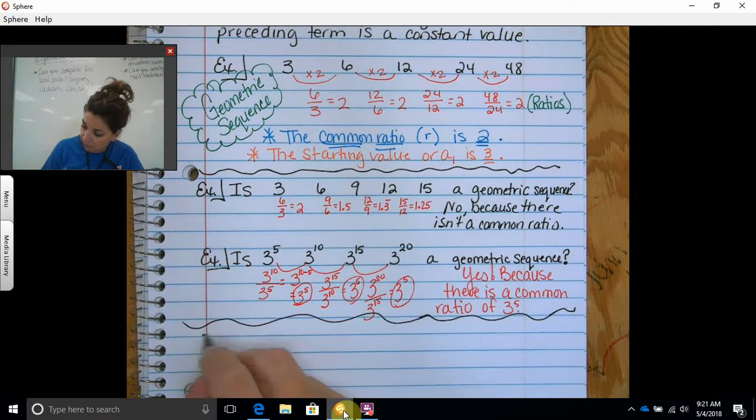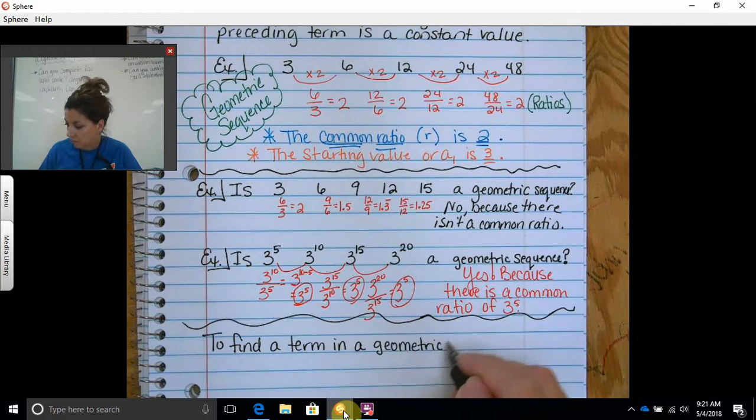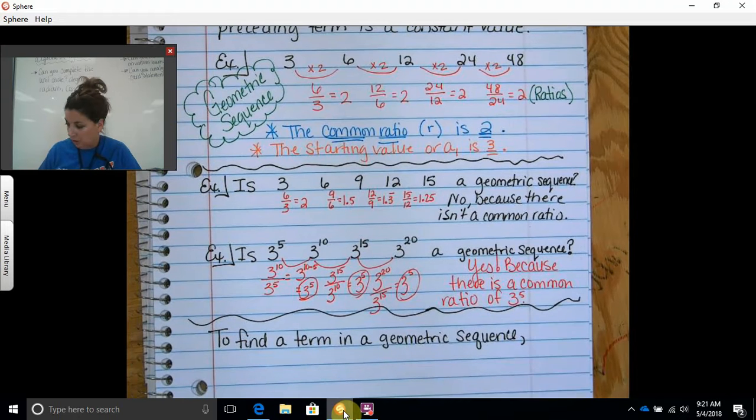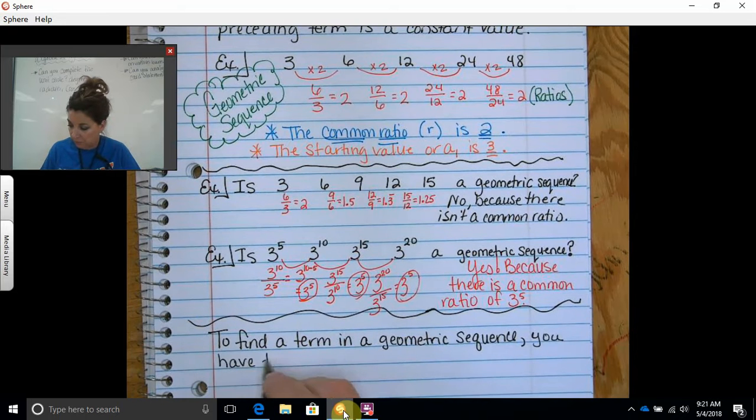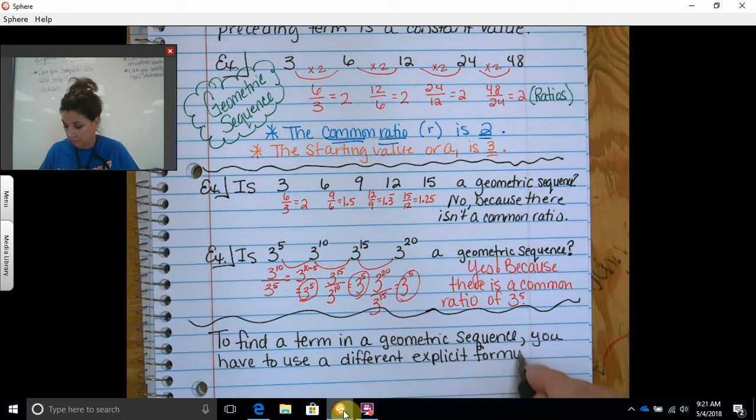So to find a term in a geometric sequence, you have to use a different explicit formula than you did for an arithmetic sequence.